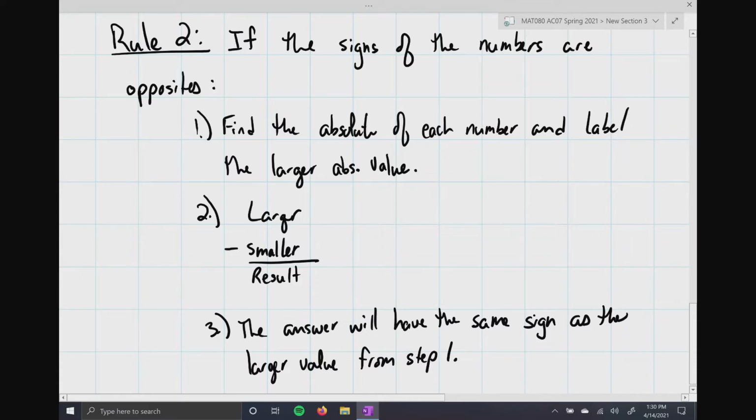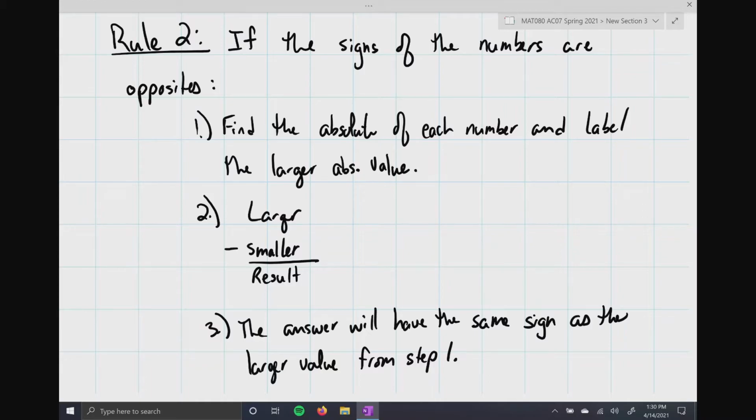All right, so here we go. Rule 2 is a lot more involved, but hopefully it's not as bad as what you would think. So rule 2 says, if the signs of the numbers are opposite, okay? And your book just gives you a big long sentence. I broke it down into 3 little parts because I think it's easier to break things down. So the first thing you're going to want to do is find the absolute value of each number, and I want you to label the larger absolute value. So whatever number turned out to be larger after you took the absolute value, label that larger.